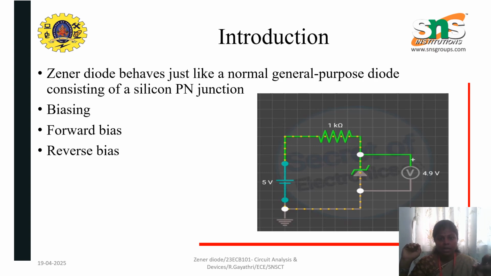In forward biasing conditions, when the forward voltage VF increases, the current keeps on increasing and the voltage remains constant. Similarly, in reverse bias condition, after reaching the breakdown voltage, the current keeps on increasing and the voltage is made constant. When we increase the voltage, gradually it increases, and after reaching the point 0.3 up to 0.7 volt, the current keeps on increasing.